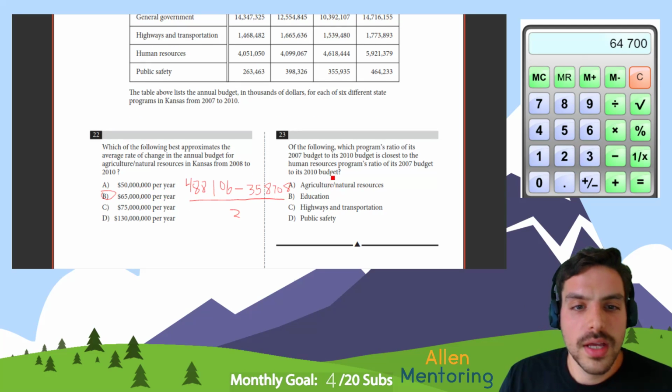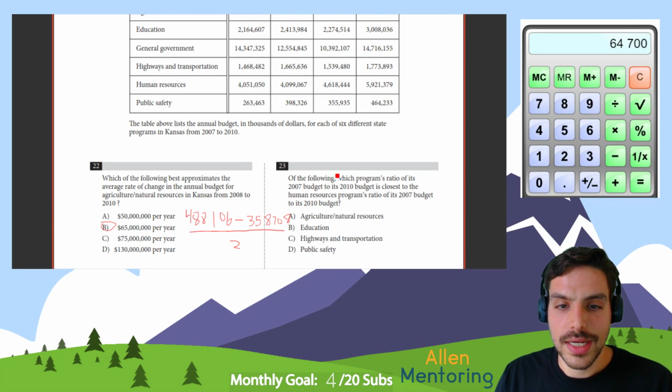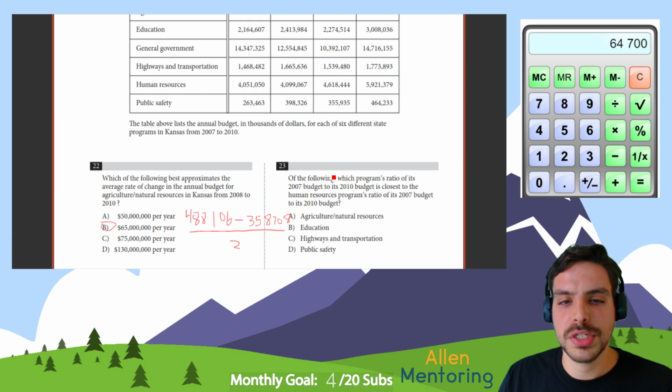Number 23. Of the following, which program's ratio of its 2007 budget to its 2010 budget is closest to the Human Resources Program's ratio of its 2007 budget to its 2010 budget?